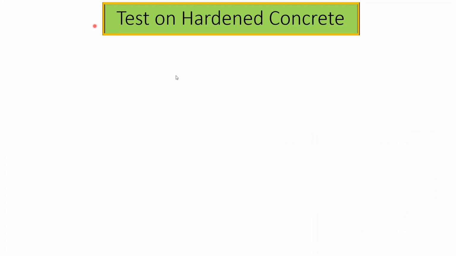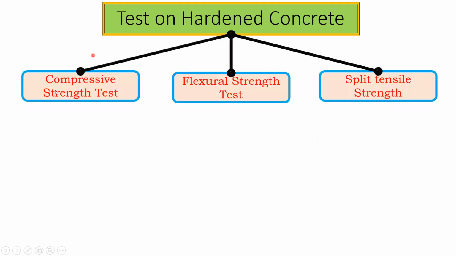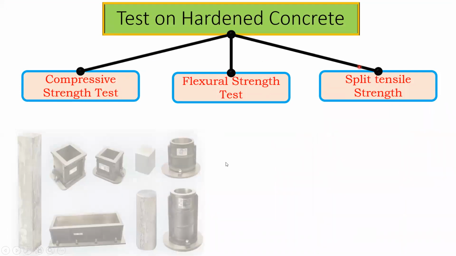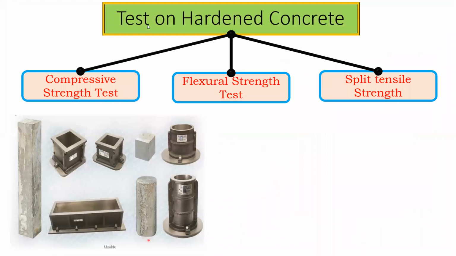So coming to the tests on hardened concrete, we have a compressive strength test, then we have a flexural strength test, and then we have a split tensile strength. So these are the molds that we require. If you want to do a cube test, you require a cube. If you want to do the flexural strength test, we require this beam, and this is how that beam will be cast. And if you want to find the tensile strength of your concrete, then we have to make use of this cylinder, and this is how a cylinder is cast.